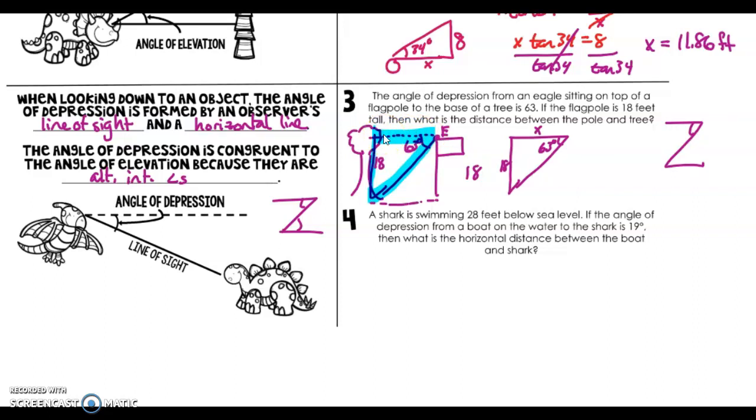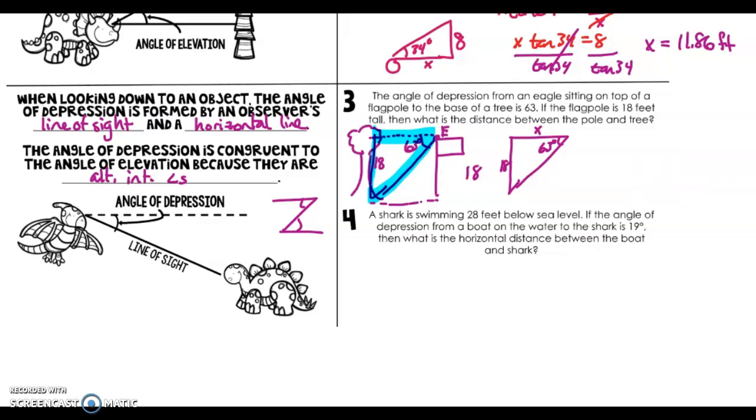Another way you could do this, just to kind of show you real quick, is you could sit here and say, all right, well, if the angle of depression is 63 degrees, then this angle is 63 degrees. The flagpole is 18, and that's X. You're still going to use the same information. It's just kind of a different way of looking at it, knowing that the angle of elevation and the angle of depression are equal. All right, cool. So let's go with our original triangle over here.